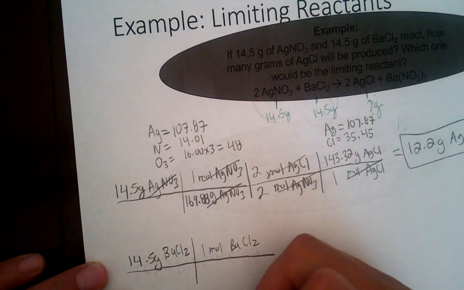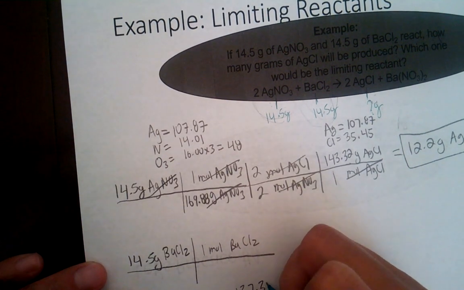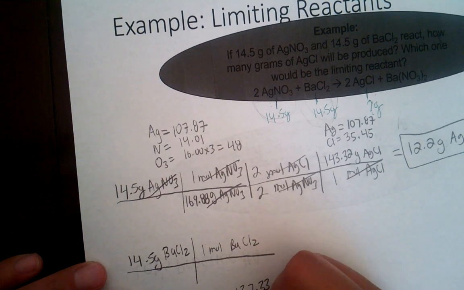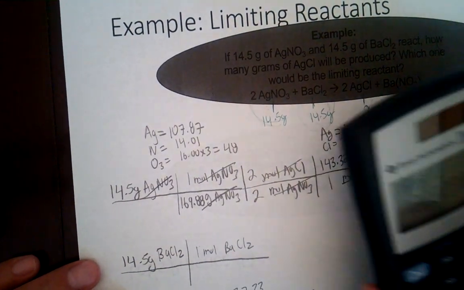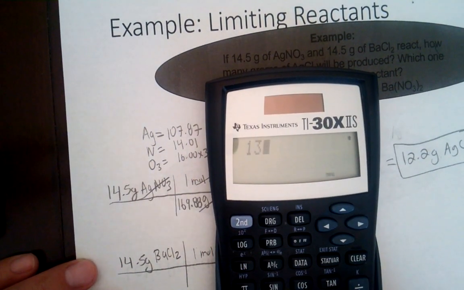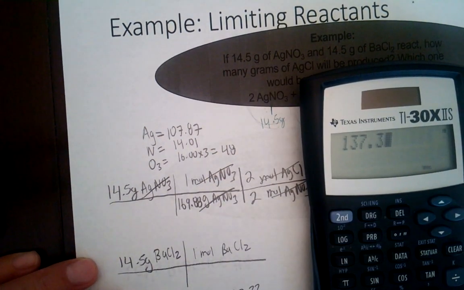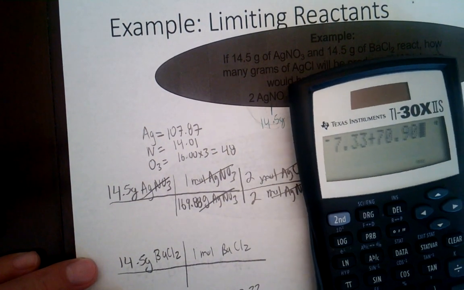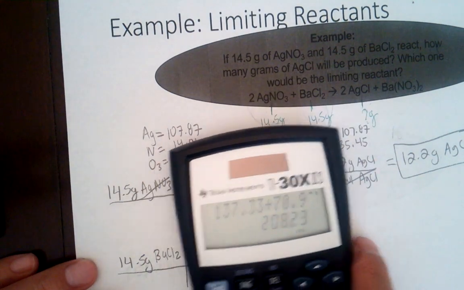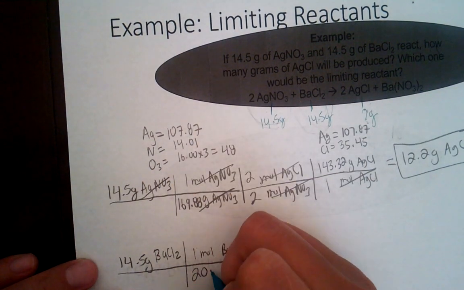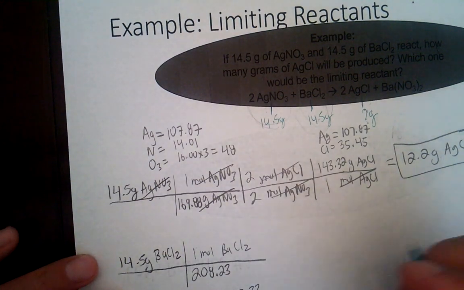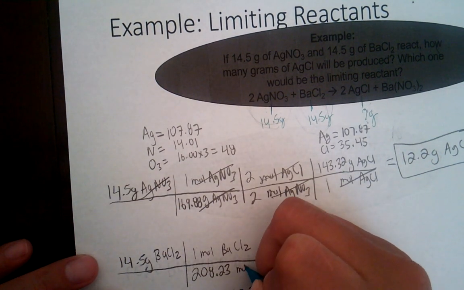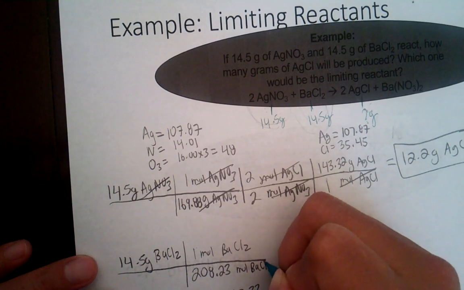So Ba is 137.33. Cl is 35.45. You have 2, so that's 70.90 plus 137.33. And you have 208.23. Yep. All right. And you have moles of BaCl2.